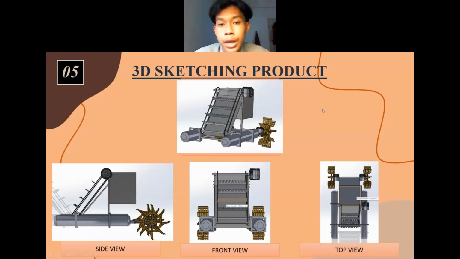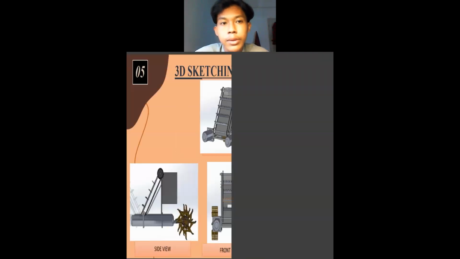So this is the 3D sketching of the product that we made in AutoCAD. This is the one we will make the prototype from, Inshallah. This is the 3D view, and this is the side view, front view, and top view. So the customer and lecturer can see our product from different angles. We make it like this to make it easier for the lecturer and our customer to see which is the main part, which is the best part, and how we should work.